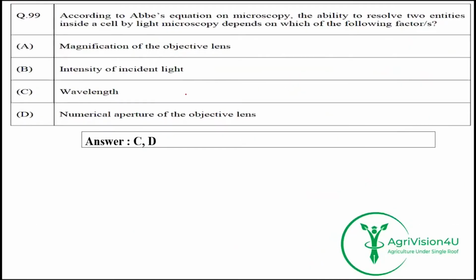Coming to question number 99. According to Abbe's equation on microscopy, the ability to resolve two entities inside a cell by light microscopy depends on which of the following factors. So this is a theoretical question. There is no concept in it. Fine. And the answer would be wavelength and numerical aperture of the objective lens. Fine. So C and D.